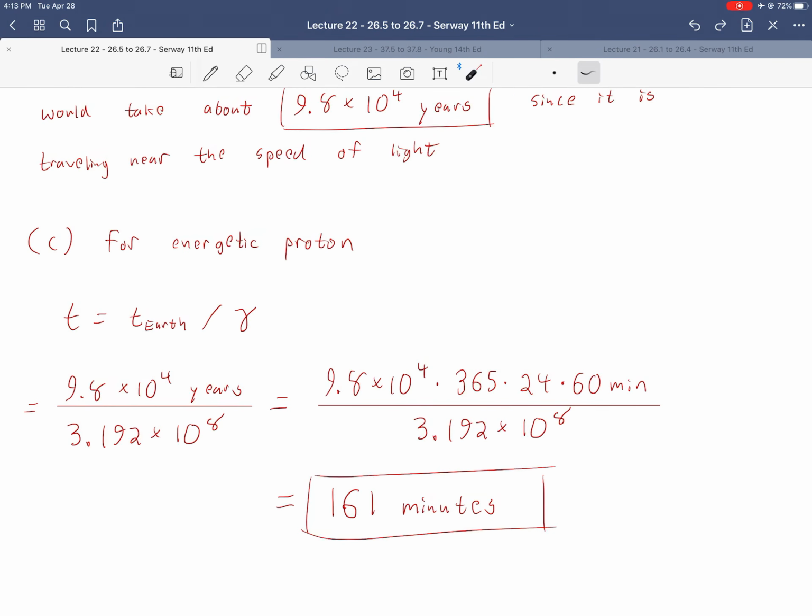Wow. So for an extremely energetic proton, for something that was given that much energy and is that small, because protons, of course, are tiny particles, then it would measure a time, right? If the proton was conscious, it would only have to wait less than 3 hours to travel across the Milky Way, right? That's time dilation for you.